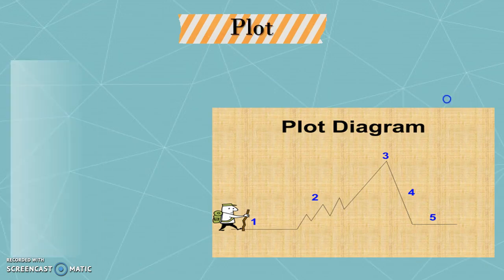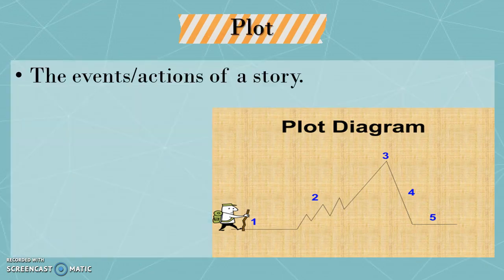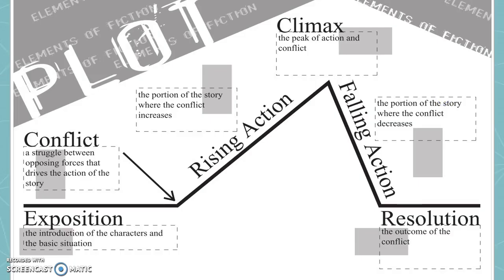Consider the plot of a story. These are the events and actions of a story. It's whatever happens. The plot diagram is one way that you can track what's going on in the plot. So in the exposition, you have the introduction of the characters and the basic situation. The conflict is going to be a struggle between opposing forces that drives the action of the story. There's going to be some kind of inciting incident that really sets the primary conflict in the story in motion.